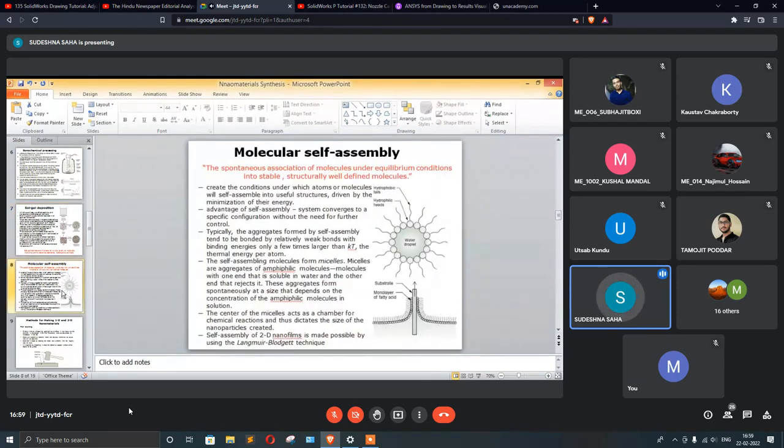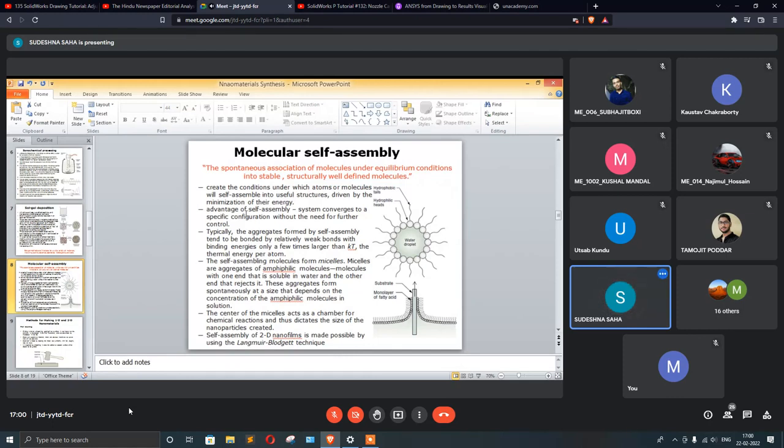Okay, next is molecular self-assembly. We are still talking about the 0D nanomaterials here, either class 1, class 2, or class 3 structures. But when we talk about molecular self-assembly, it is also very widely used. The basic idea behind molecular self-assembly is the spontaneous association of molecules under equilibrium conditions into stable, structurally well-defined molecules.